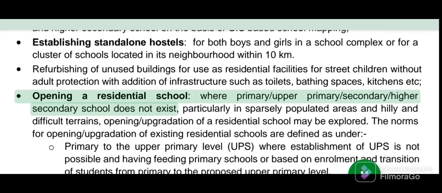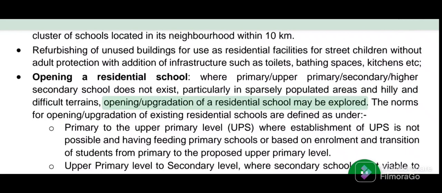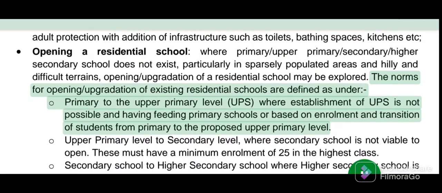Opening a residential school, where primary, upper primary, secondary, higher secondary school does not exist, particularly in sparsely populated areas and hilly and difficult terrains; opening or upgradation of a residential school may be explored. The norms for opening or upgradation of existing residential schools are defined as under: primary to the upper primary level, UPS, where establishment of UPS is not possible and having feeding primary schools, or based on enrollment and transition of students from primary to the proposed upper primary level.